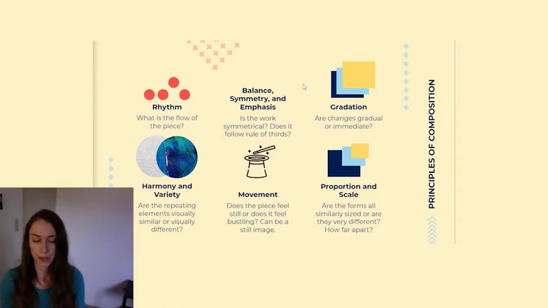The last way of discussing composition in art is proportion and scale. So do you see things that are very similarly sized, or are they very different? Are you seeing a really regular sense of scale? So are things going towards a vanishing point, or are things irregular and maybe non-realistic? How is the artist utilizing scale to create a sense of feeling or purpose or theme inside of their work of art?